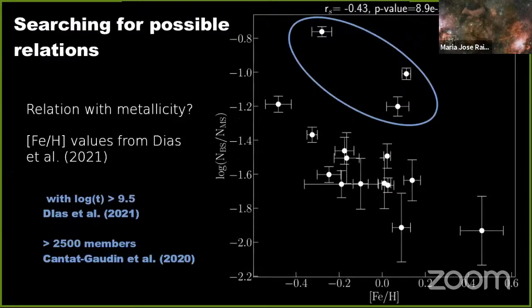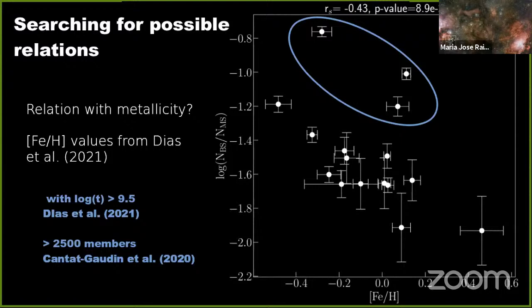So by cross-correlating our list of clusters with the recently published catalog of Dias, which provides cluster parameters such as ages, extinction, and distances for a large sample of clusters using Gaia, we found a sort of anti-correlation between the normalized number of blue stragglers and the photometric metallicity of the cluster. To test how strong the correlation is, we have performed a correlation test. The values are reported on the upper part of the figure. And the test gives a Spearman coefficient of around minus 0.4.